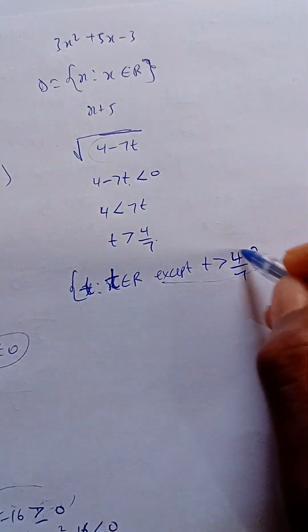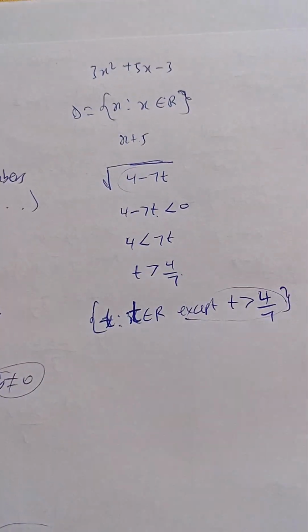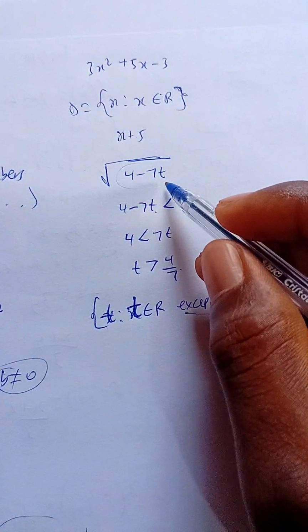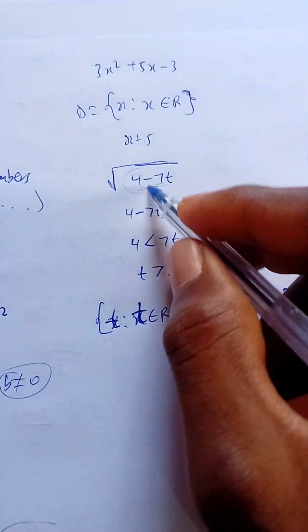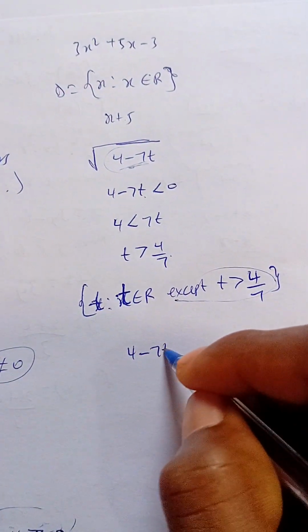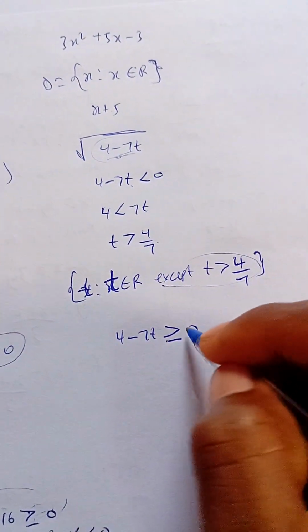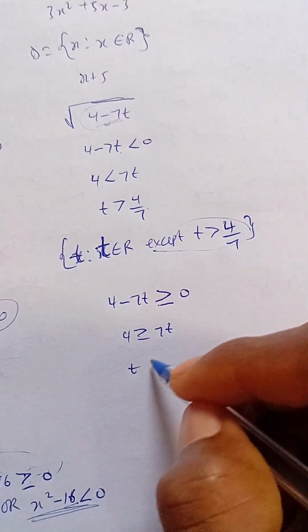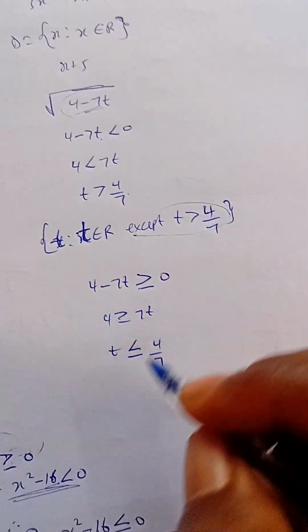Instead of writing the except, yeah, so that's it. You could have also found the values which will work for this. So 4 minus 7t should be greater or equal to 0. Then we are also cool with that. So t is less or equal to 4 on 7.